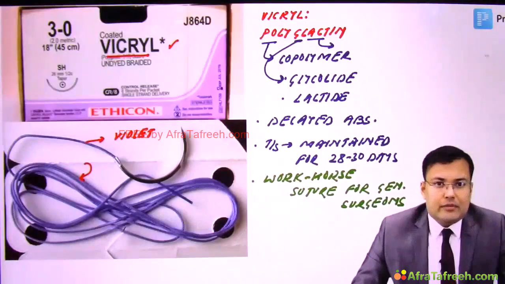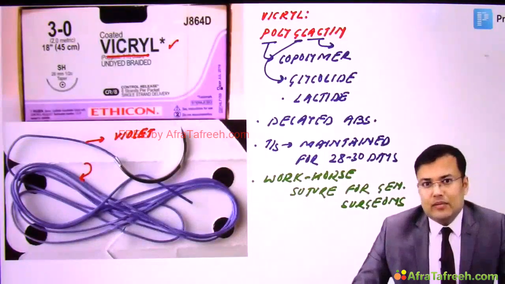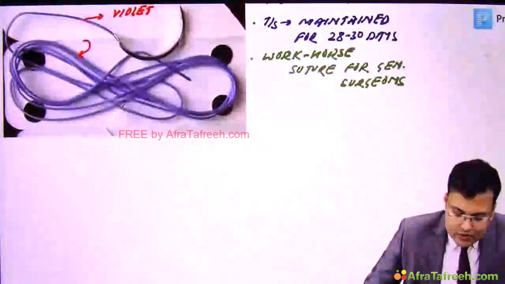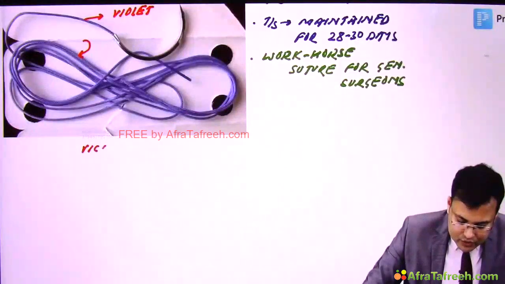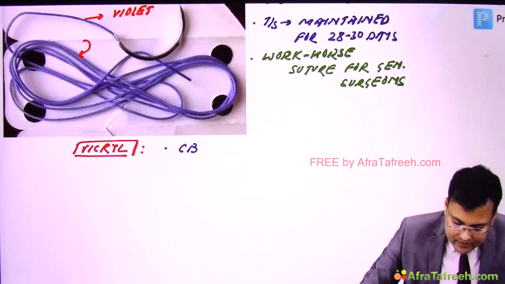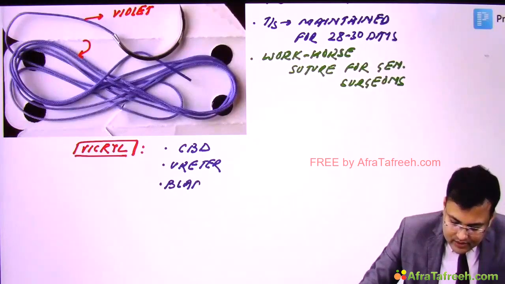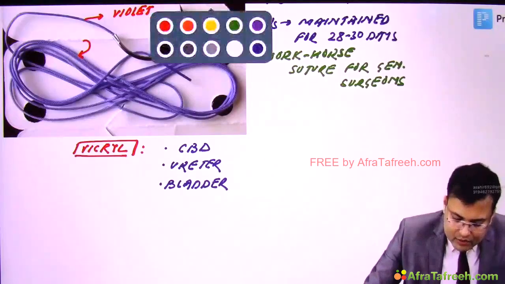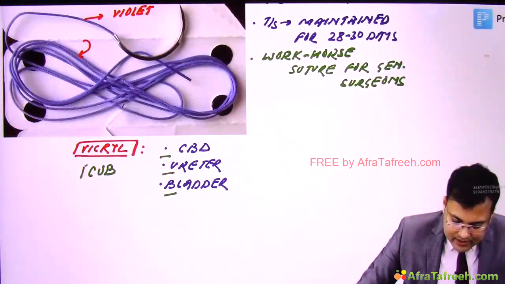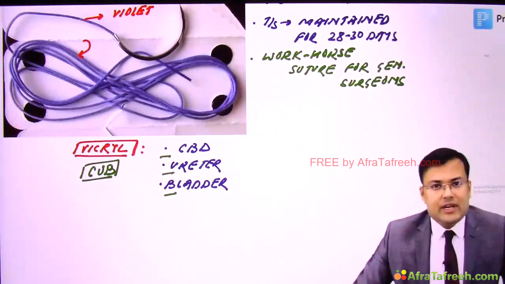And what kind of absorbable suture? Delayed absorbable suture. And which one? Vicryl. So generally Vicryl is used for these organs, because it is a delayed absorbable suture. It is used in CBD, in ureter, and in bladder, right? So how to remember? The mnemonic is CUB. Clear? It is CBD, ureter and bladder.